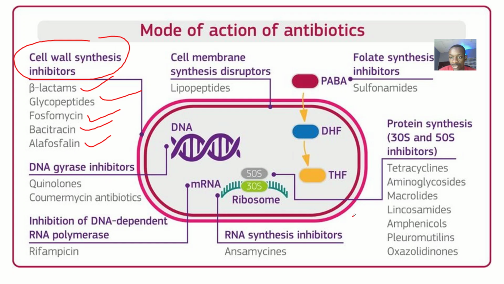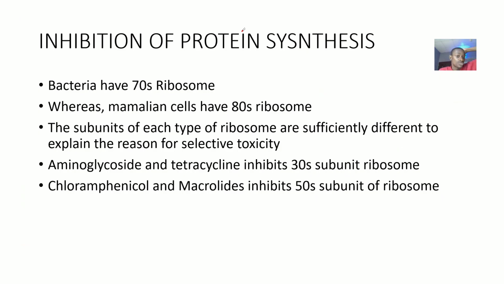Let's look at it on this image. You can see here inhibition of protein synthesis, and we have the 30S and the 50S inhibitors. Bacteria have 70S ribosomes, whereas mammalian cells have 80S ribosomes. The subunits of each type of ribosome are sufficiently different to explain selective toxicity. You can see that the aminoglycosides and tetracyclines can inhibit the 30S subunit of ribosomes.